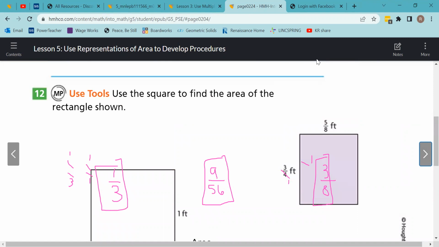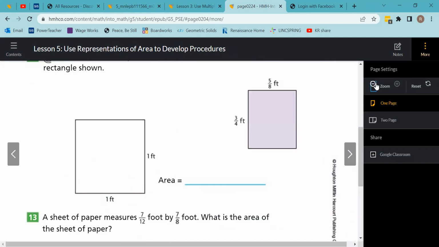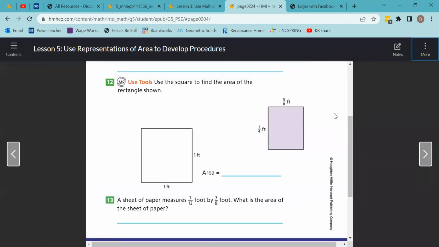Let's see here. Let me clear this and maybe make that a little smaller so we can see the whole problem. Okay. Number 12, use the square to find the area of the rectangle shown. So we've got 5/8 and 3/4. How do we solve area with fractions on the rectangle? Well, 5/8 of means multiply 3/4.